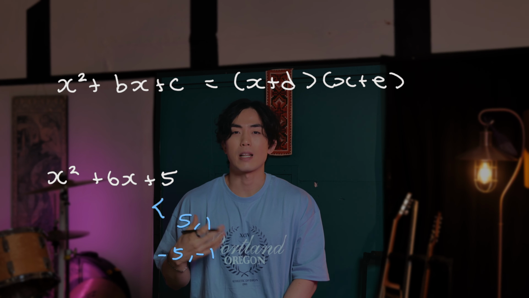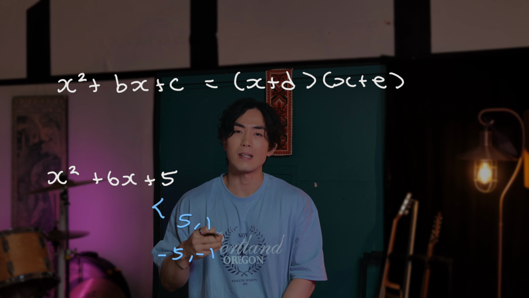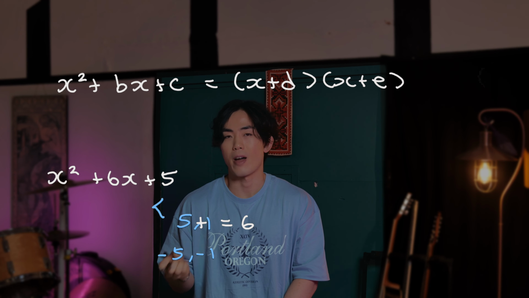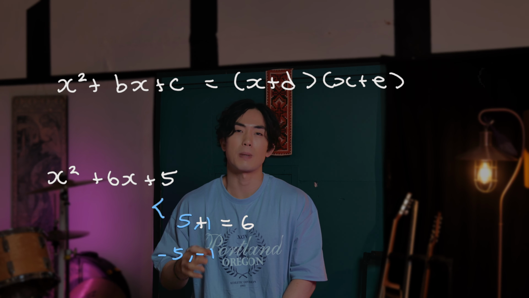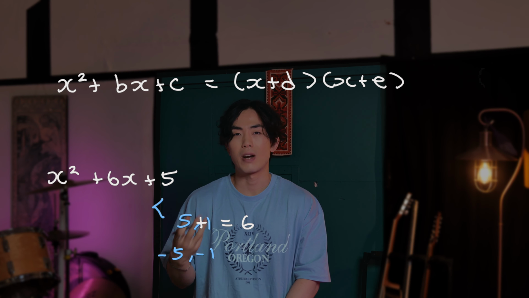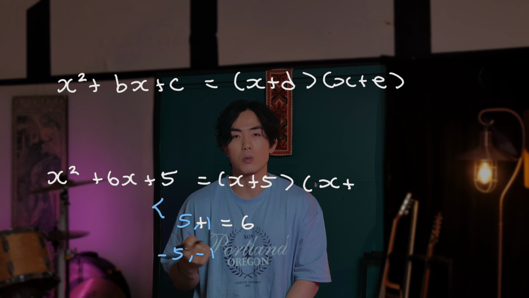Now, with these pairs, we have to identify which one, when we sum up, will give us the b term, in this case 6. So it's going to be 5 plus 1, that gives us 6. So the solution will be when d is 5 and e is 1. It doesn't matter which one, you can flip them around. So when we factorize this, we'll get x plus 5, x plus 1.